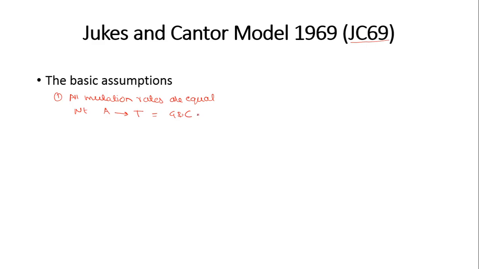These mutations can happen at the same rate, and people refer to this rate as alpha. By denoting alpha, we can say that alpha is the rate at which such mutations can happen. A can be replaced by T at the same rate, A can also be replaced by G at the same rate, A can also be replaced by C. So this is the first assumption. Now the second assumption that these people made is that all nucleotides can show up in the sequence with equal frequency.